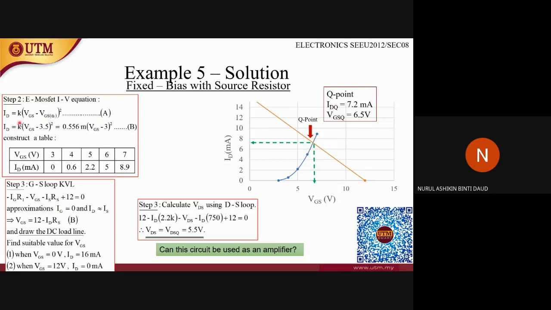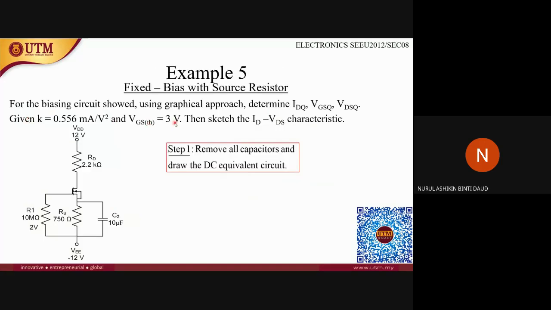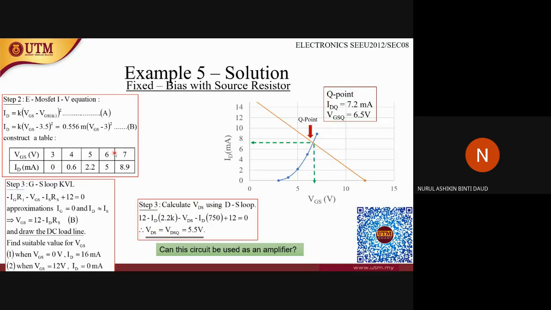Graph. Since K is given and the threshold value is 3 volts, you need to choose values of VGS above 3 volts. So 4, 5, 6, 7, take several values, and then you can find the value of drain currents, and then you will plot the graph. Okay, so from here, proceed with the DC load line.